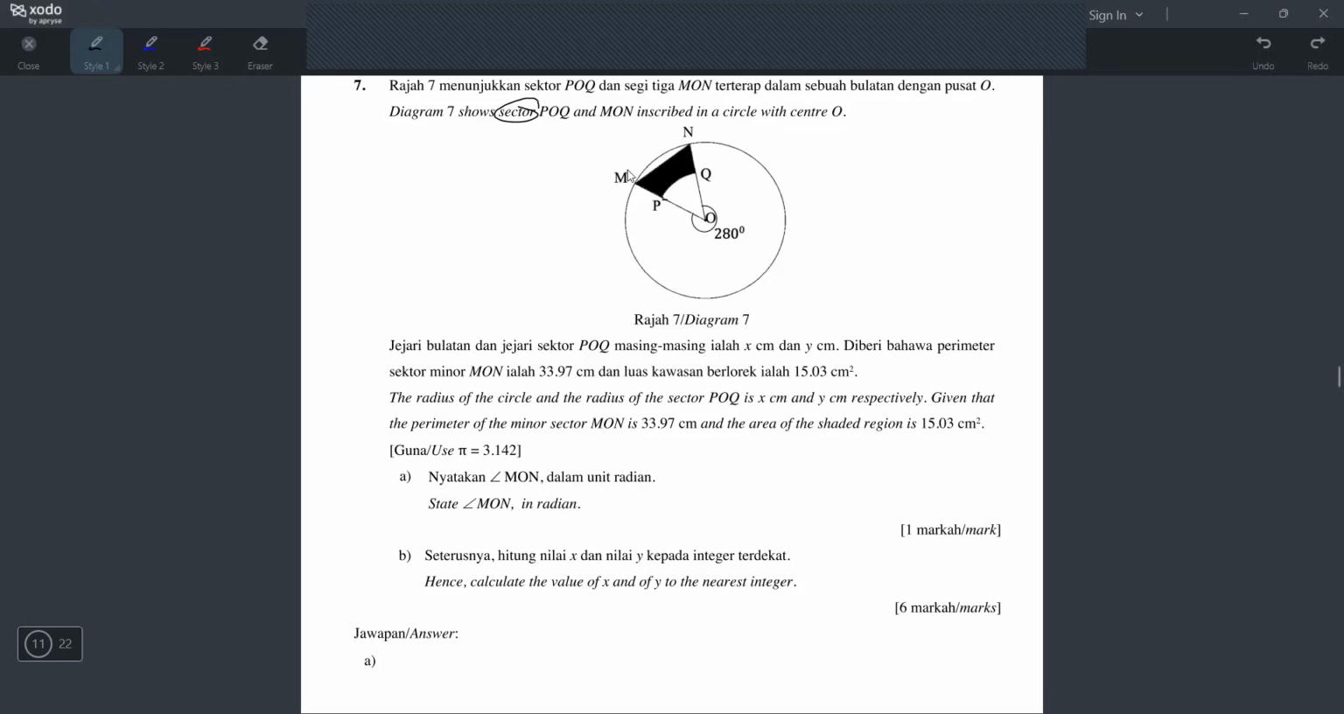And then what else? And MON inscribed in a circle with center. Oh, where is the MON sector? The MON sector is, oh, this one, the big sector, this one.